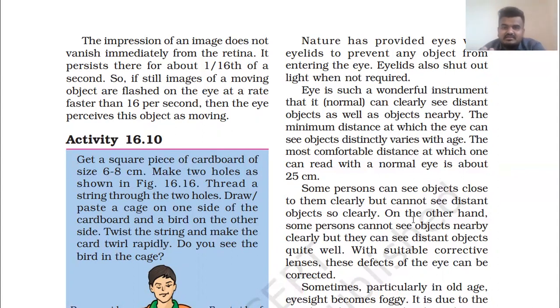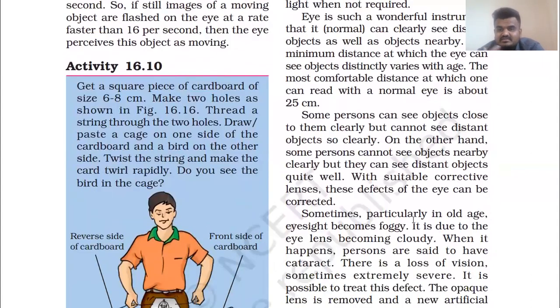So that's the reason: sometimes the lens has some problem, some mistakes are there. So what happens is that somebody cannot see the things at a distance, somebody cannot see the things which are nearby to them. You know very well that with the help of some lenses we can correct that defect. I hope you are clear with this.